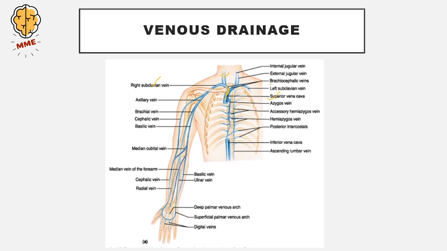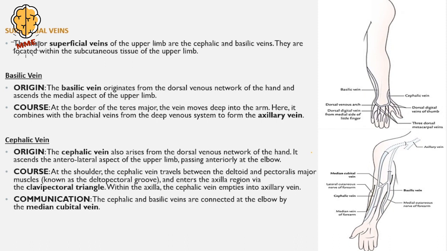Same goes over this side: left subclavian, external and internal jugular, brachiocephalic vein and superior vena cava, and the rest of the portion we will discuss in the thorax part. Okay, so coming to next, we will talk about the superficial veins. Now superficial veins are basically the cephalic and the basilic veins. Cephalic and basilic veins.